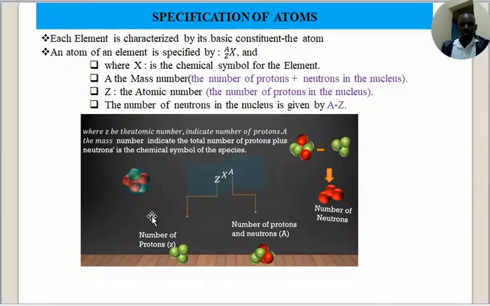So that one has been illustrated in this image where we have Z as the atomic number and indicate the number of protons, and also we have the mass number that indicates the number of protons plus the neutrons, the chemical symbols species. So here we have X, A represents the number of protons and the neutrons, and then we have Z that represents the number of protons. Of course, we also have the number of neutrons, which we can get by simply subtracting the atomic number from the mass number.